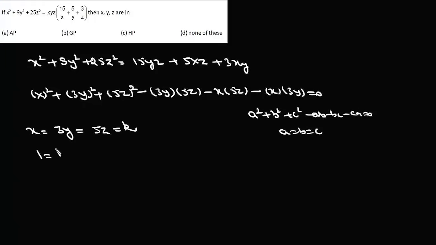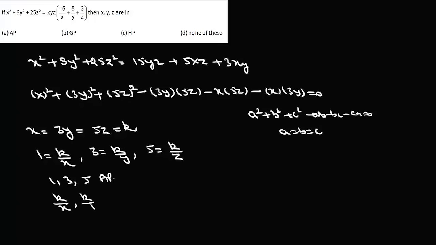So 1 equals k by x, 3 equals k by y, and 5 equals k by z. Now 1, 3, 5 are in AP. So k upon x, k upon y, k upon z are in AP. We can cancel this k. Then clearly x, y, z are in HP. So it's a similar question. So the answer to this question is this option C.